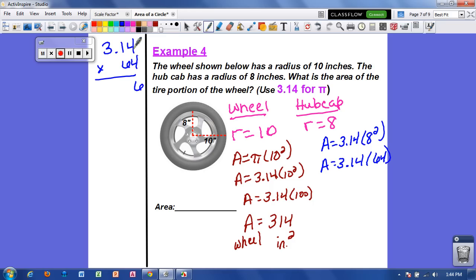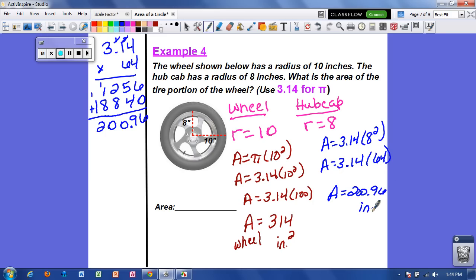4 times 4 is 16. 1 times 4 is 4, plus 1 is 5, and 3 times 4 is 12. Carry my 0 down. 4 times 6 is 24. 1 times 6 is 6, plus 2 is 8, and 3 times 6 is 18. And I'm going to add everything together. I will have 2 decimal places in my answer. So the area equals 200.96 inches squared.